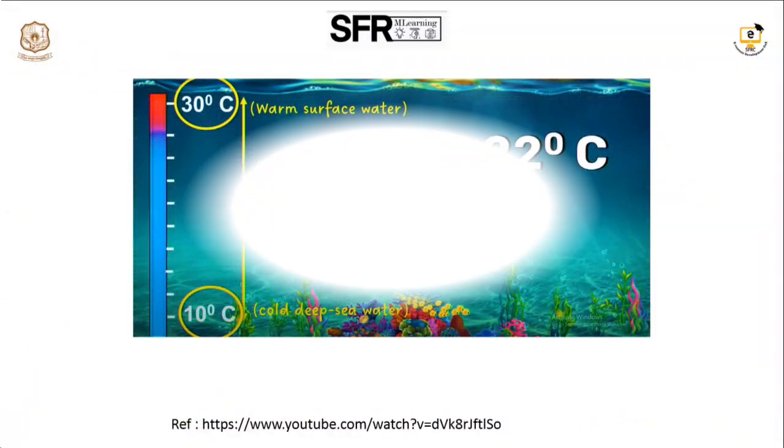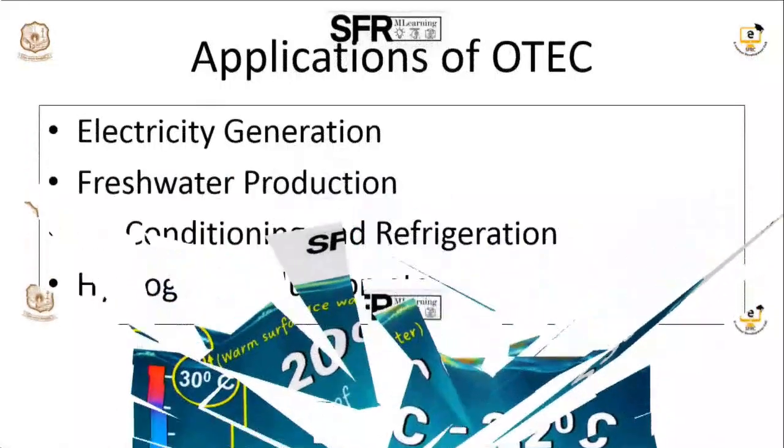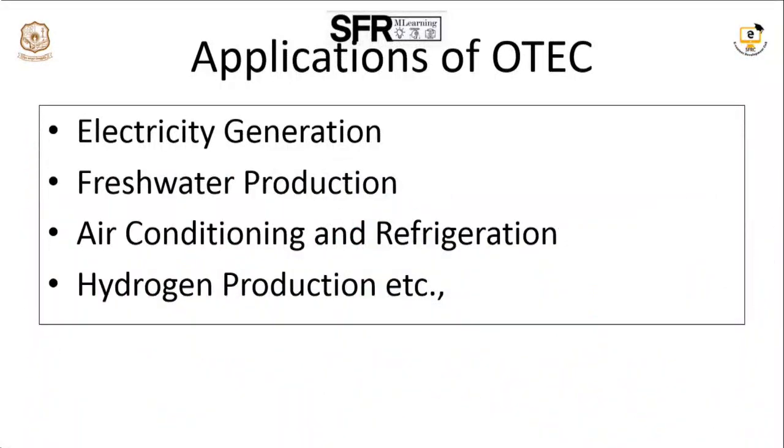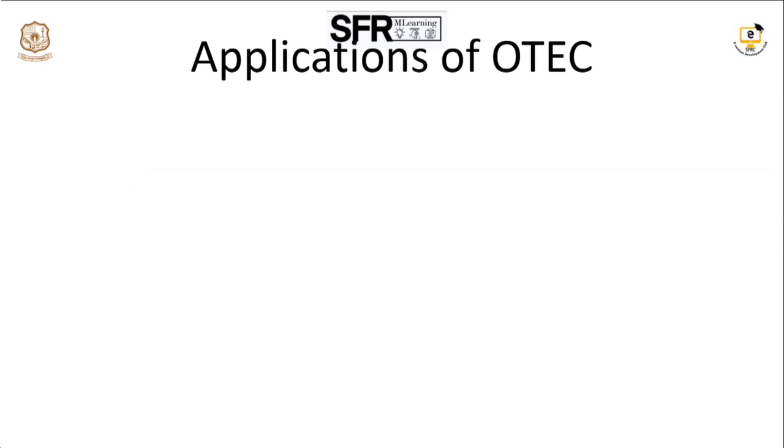Okay. So why are we using OTEC? OTEC means ocean thermal energy conversion. As I already told, there is a temperature difference between warm water and cold water, 20 to 22 degrees Celsius. So what are the applications? Why are we studying this? It is used for continuous electricity generation, and we also get fresh water, air conditioning and refrigeration systems. Finally we also get hydrogen production. More applications are also available. So these are important applications of the ocean thermal energy conversion system.